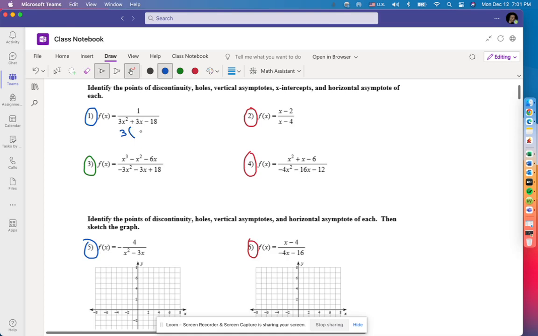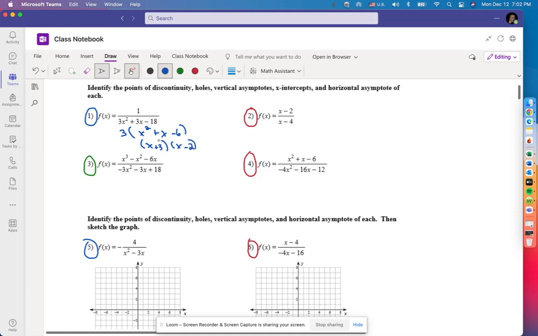So if I factor out a 3, I'm going to be left with x squared plus x minus 6. You can factor that to something: x and x, what times what is negative 6, add to give you 1? That's going to be plus 3 and minus 2.